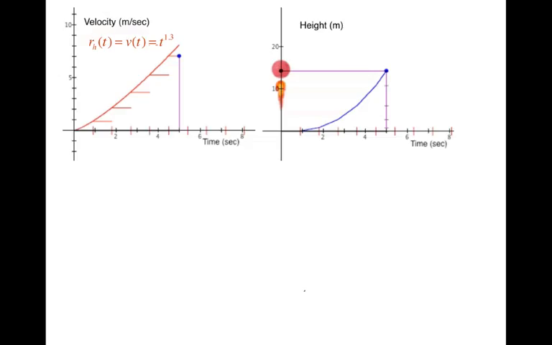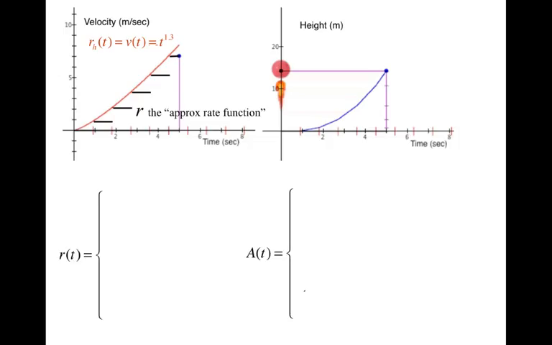All right, so you just built your approximate rate function, R, which I've got in black now, okay? And so R sub H or V, one and the same. So now I'm actually giving you that function: it is t to the 1.3. Okay, that rate function is t to the 1.3. So you've done R of t, right? Has everyone done R of t?